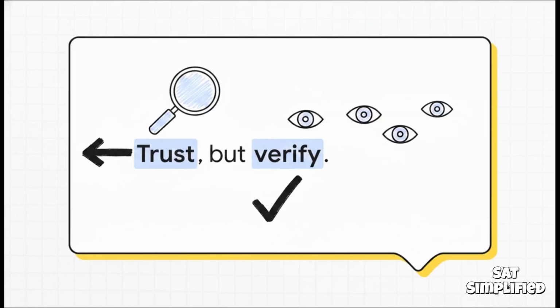But, as the golden rule goes, trust but verify. You want to read that first sentence closely, form your hypothesis about the primary purpose, and then lightly skim the rest of the text. You're really just making sure the passage doesn't take a sudden, unexpected turn on you.